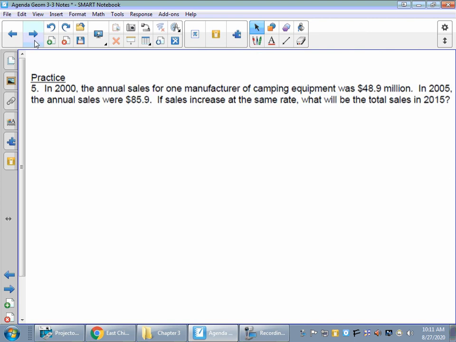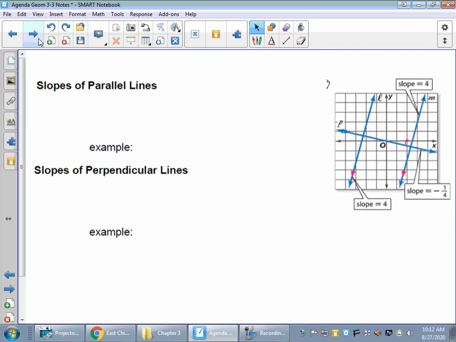Here's a word problem that involves slope. We can work on this in class the next day. You just have to put the numbers in the right spots for your y's and x's, and then it's just finding the slope again.